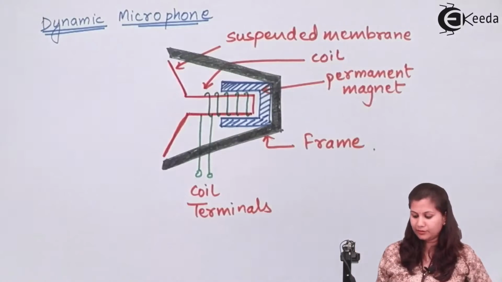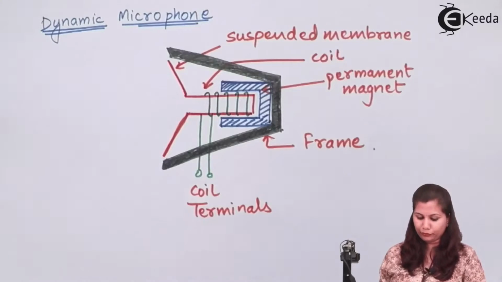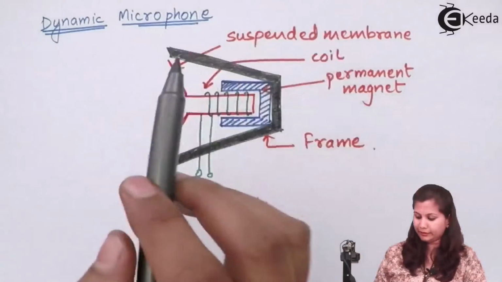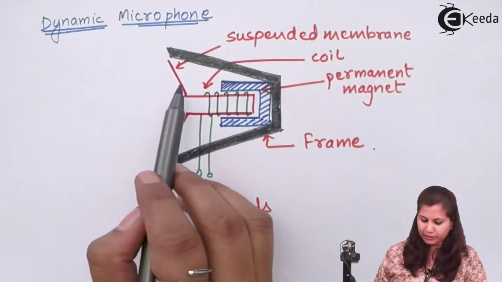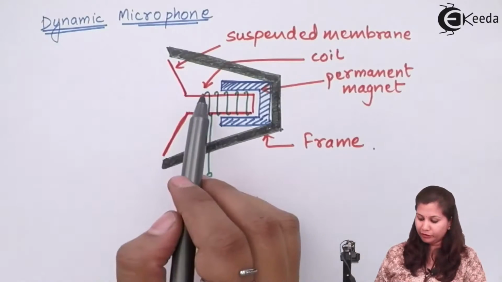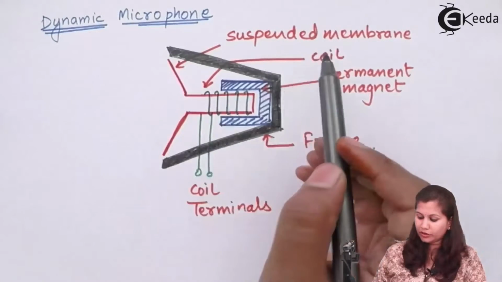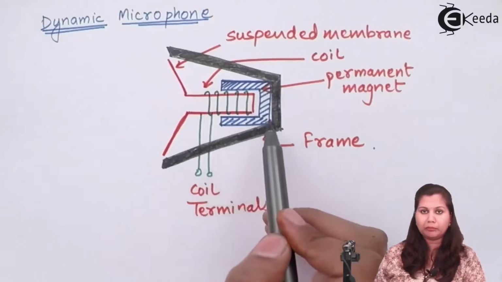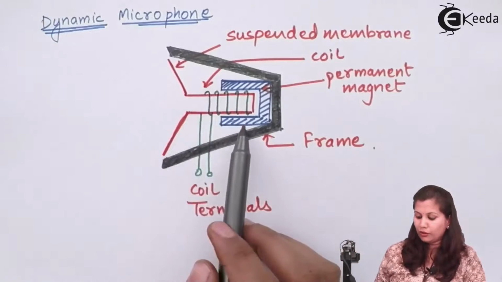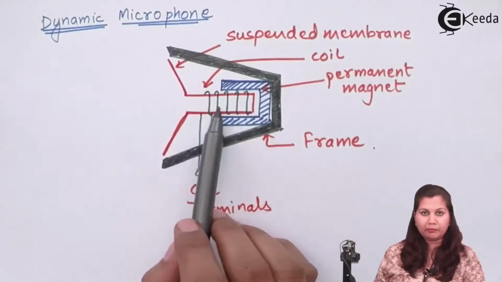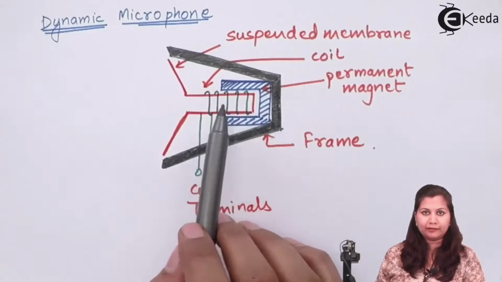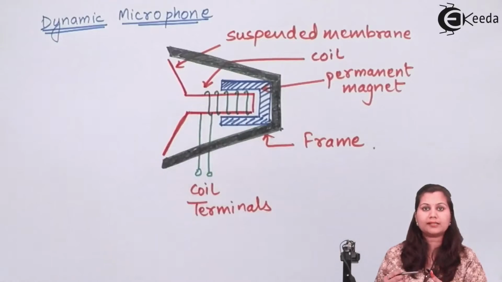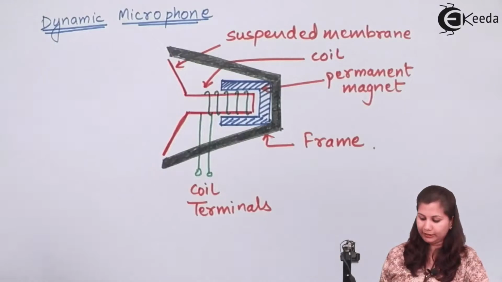So this is the diagram for the dynamic microphone. You can see that it consists of a membrane and a coil, and these two are suspended with each other. The coil is wound around this membrane and is kept in a permanent magnet. When this coil moves in the permanent magnet, there will be a magnetic field, and because current is flowing through it, this magnetic field will be alternating in nature.